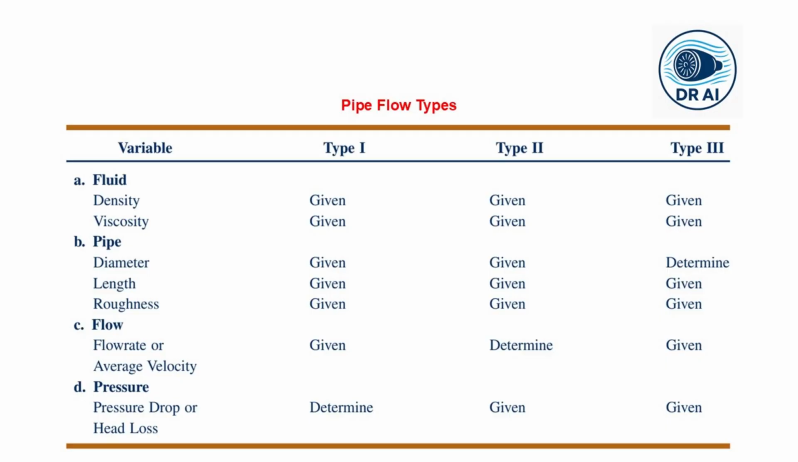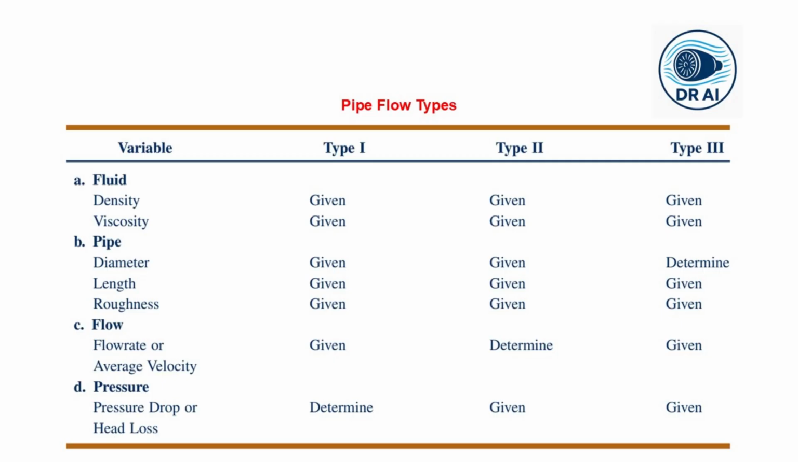There are three classical types, and the solution procedure depends heavily on which variables are given and which one you need to find. Type 1 is to determine the pressure drop or the head loss. This is the most straightforward type. In a type 1 problem, you are given the pipe, its diameter, length, and roughness, the fluid, like its density, viscosity, and the desired flow rate. Your job is to find the pressure drop or the head loss required to drive that particular flow.